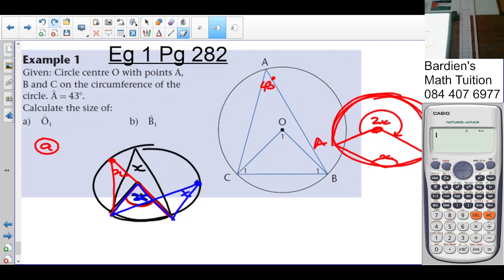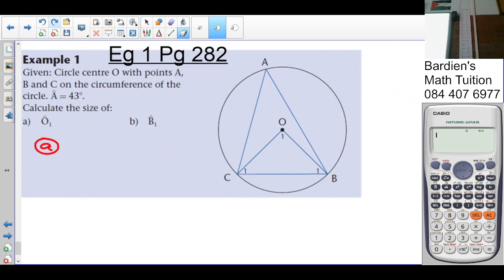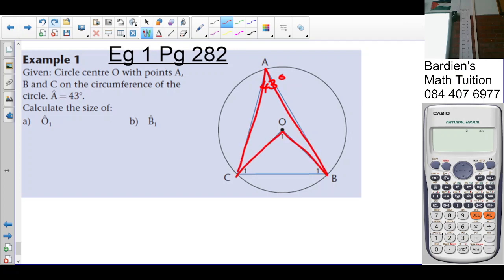So let's go again from the beginning of this question. Let's read from the beginning. It says, a circle with center O, with points A, B, and C on the circumference of the circle, with angle A being 43 degrees. So that is 43 degrees. So do you see angle at center is twice angle at circumference? Do you see this here?